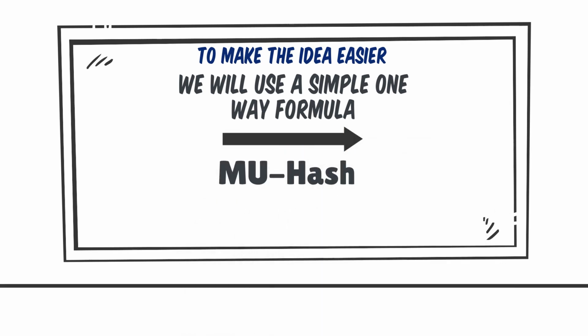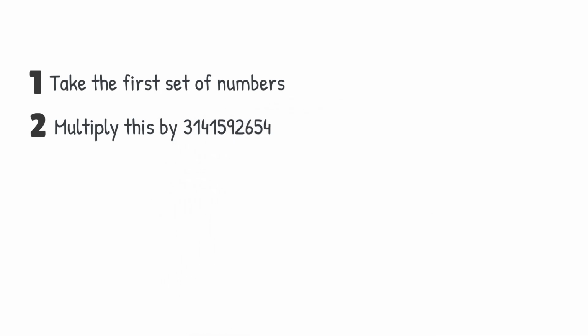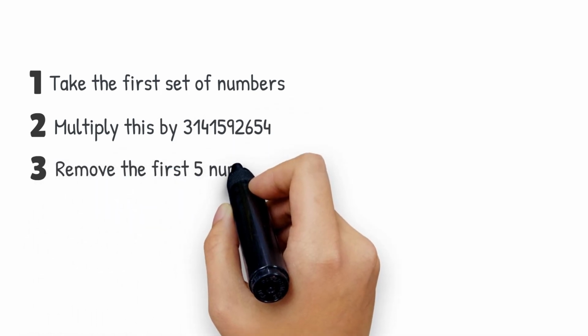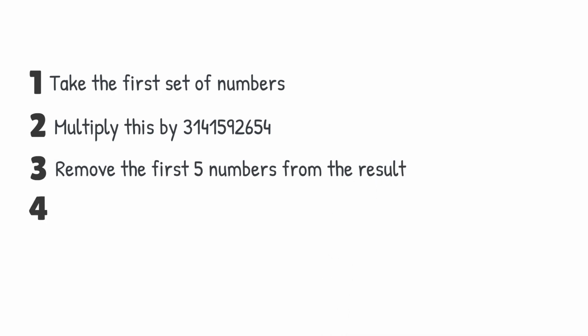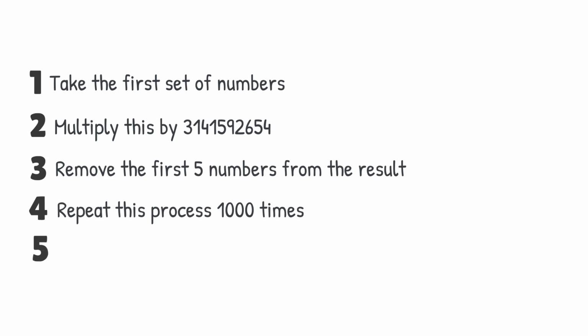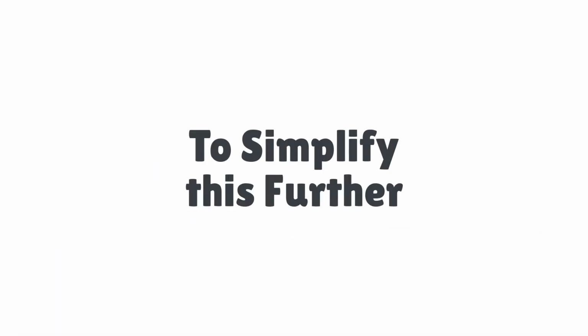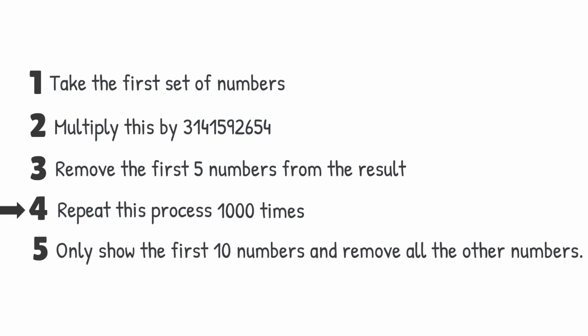Made up hash. Our example MU hash equals: 1. Take the first set of numbers. 2. Multiply this by 314,159,2654. 3. Remove the first 5 numbers from the result. And then 4. Repeat this process 1,000 times. And then after this is done, 5. Only show the first 10 numbers and remove all the other numbers. To simplify this further so that this can actually be done in an example, we will replace 4. Repeat this process 1,000 times with 4. Repeat this process 1 time.